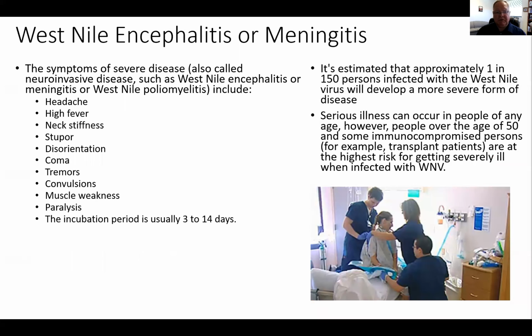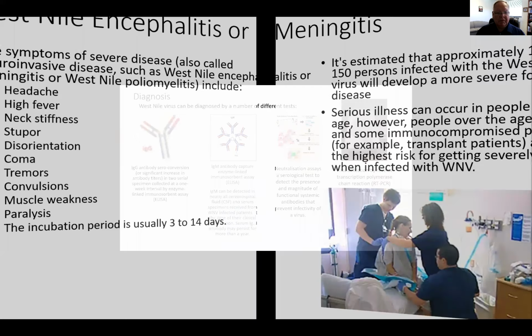If you become severely ill, and it's a small percentage of people, about 1 in 150 who are infected, you would develop encephalitis or meningitis, which brings headache, high fever, neck stiffness, stupor, disorientation, coma, tremors, convulsions, muscle weakness, and paralysis. The incubation period is usually between 3 and 14 days. For people over the age of 50 it seems to occur a little more often, but it can occur in people of any age.